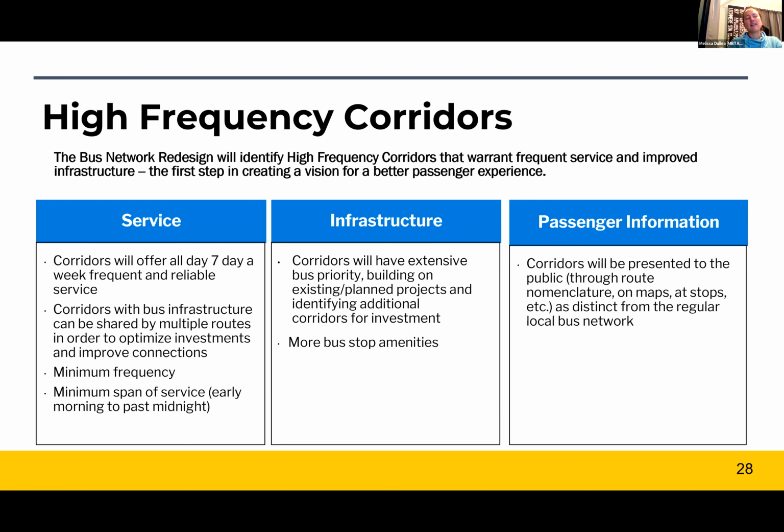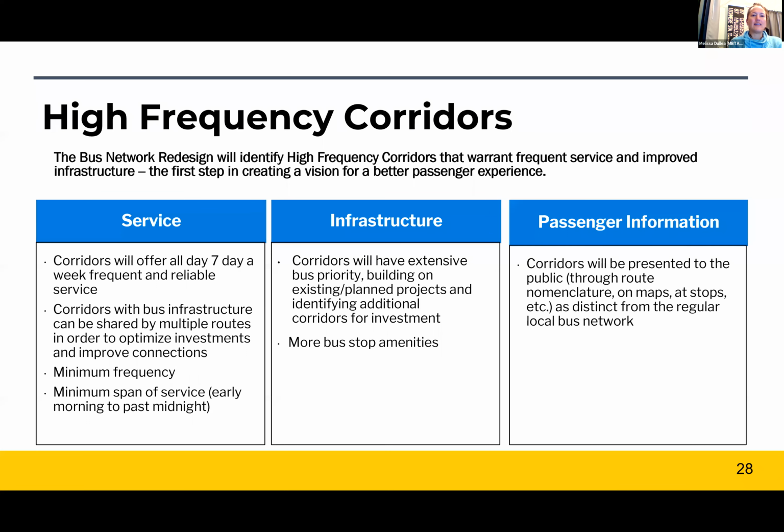And then lastly, we want to focus these high frequency corridors and give better passenger information. So we want to be clear that this is a different type of service, whether it's through the route nomenclature or how we communicate these on maps. We want to make it clear to passengers that this is sort of rapid transit-like in its frequency and in the level of amenities, and that people can have that higher expectation.